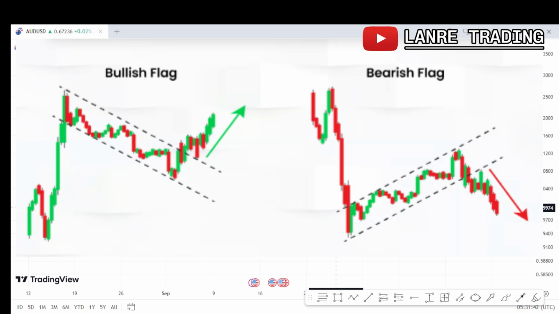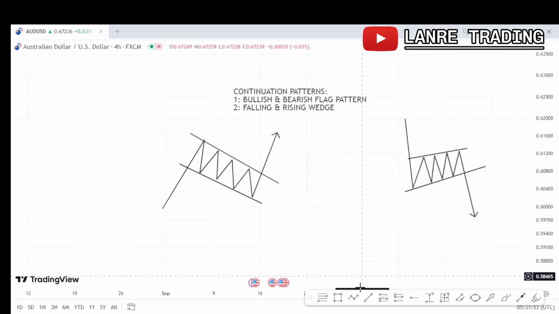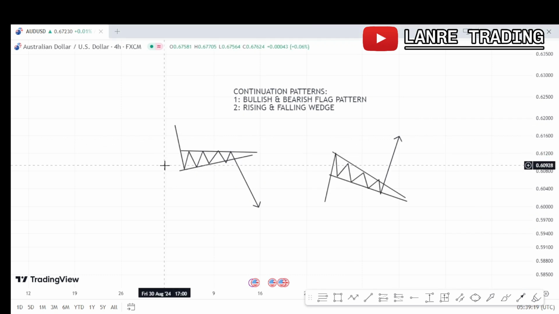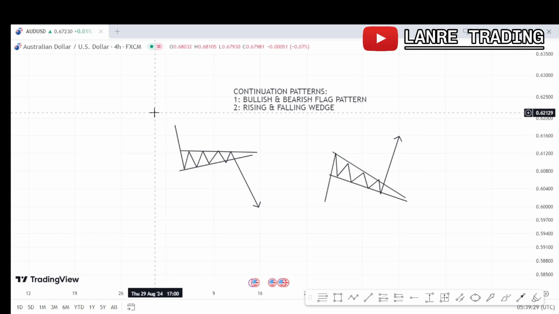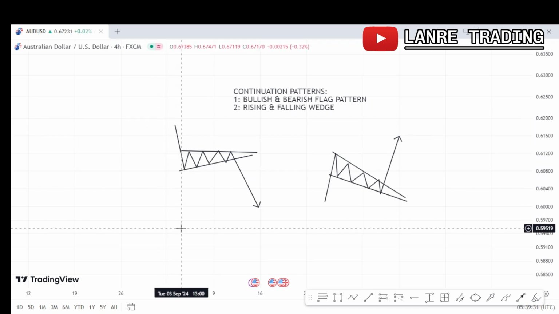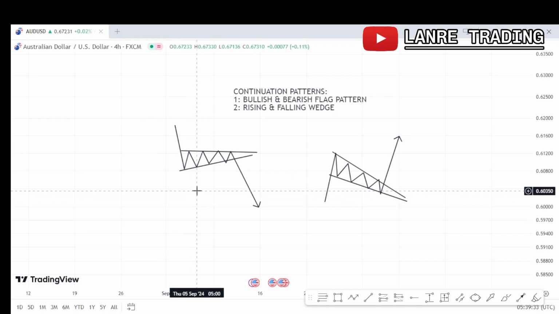So this basic pattern, just look for it on the chart in case you might miss a trade or you might be in a trade. Once you see this particular pattern, you should know it serves as a continuation pattern. So I'll move on to the falling and the rising wedge. The rising wedge is known as a continuation pattern, and the falling wedge is also known as a continuation pattern. So when the price is moving from the resistance level to the support level, we should be expecting a rising wedge to form.